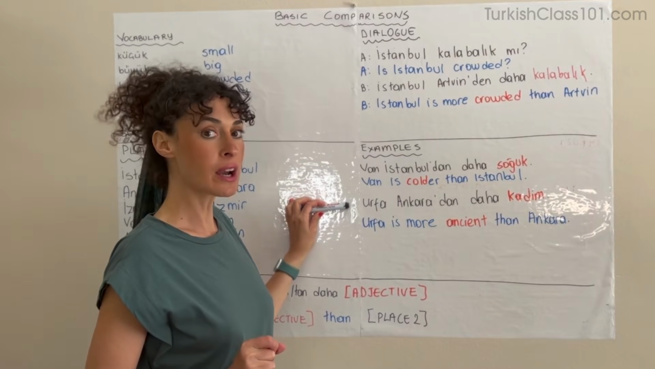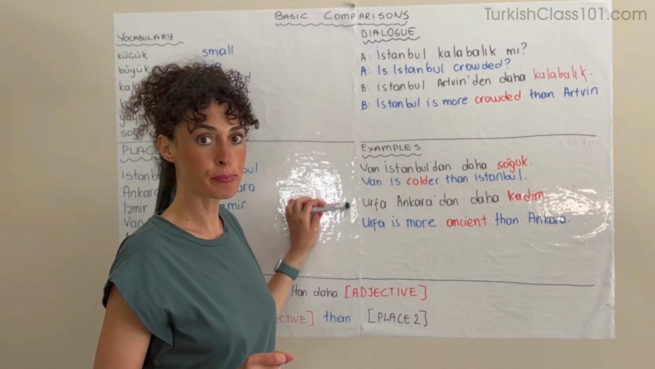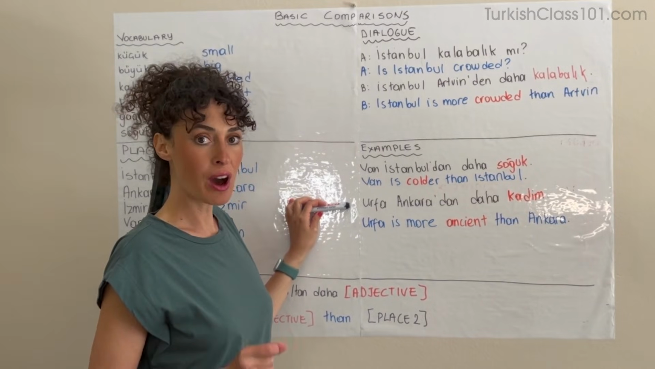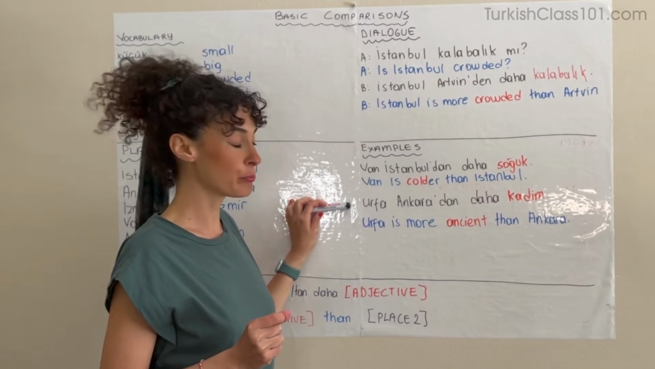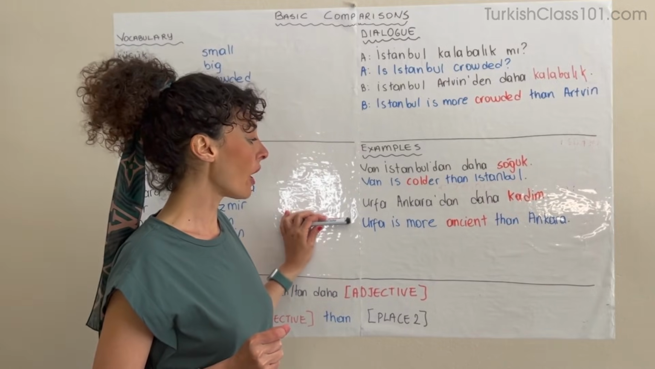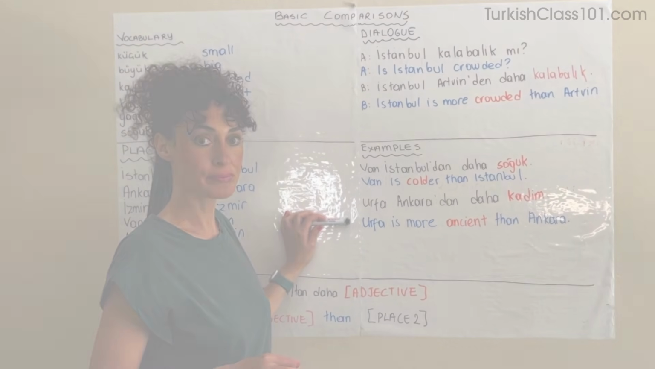Urfa, Ankara'dan daha kadim. Urfa is more ancient than Ankara.